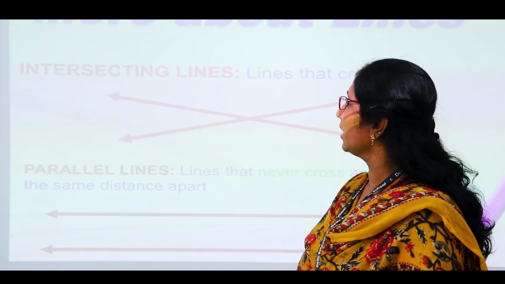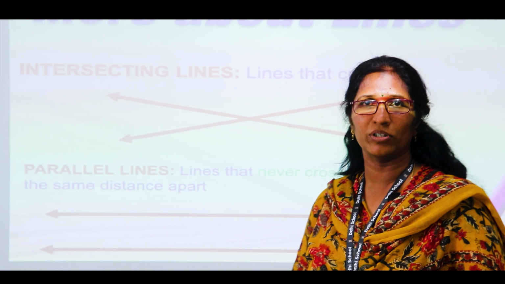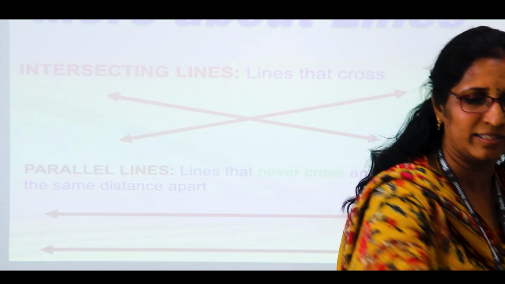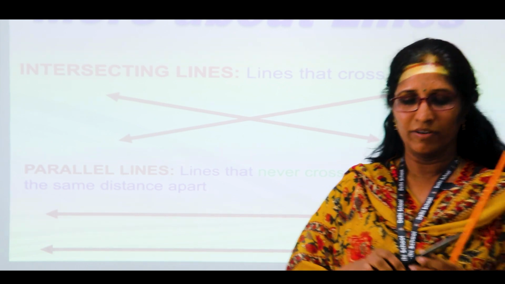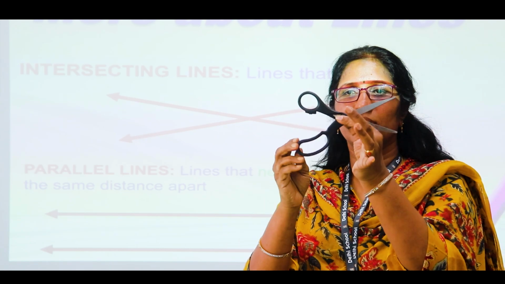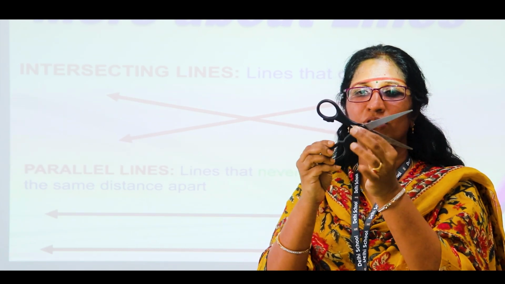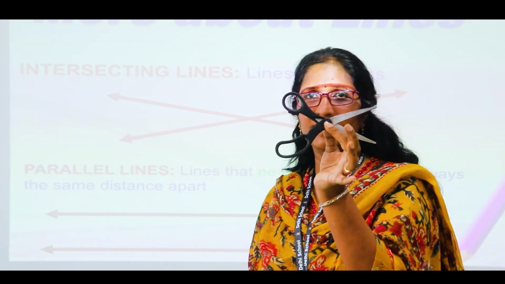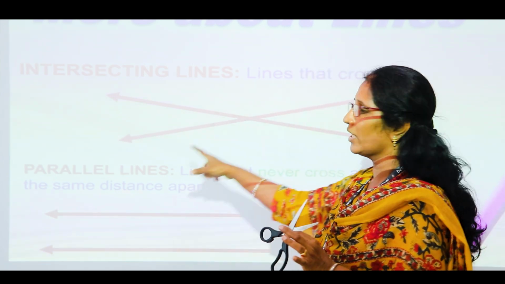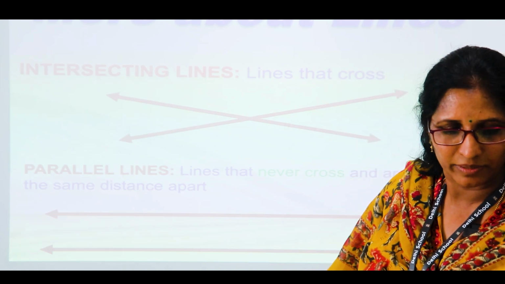Next, more about lines. There are a few more lines to learn about. One is intersecting lines. Intersecting lines means lines that cross each other. We can see a scissor here. There are two lines which cross each other, means both these lines have only one intersecting point in between, and both go indefinitely in both directions.